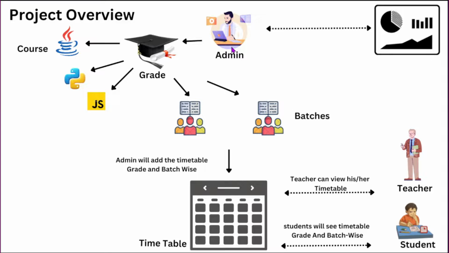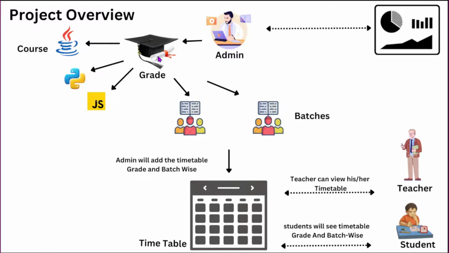As we know, our project contains three modules: administrator, teacher, and student. Firstly, admin will register and log in to the system, and after login, admin will add multiple grades. In any university, at the top level there are multiple grades, or we can say standards, like first standard, second standard, then 10th, 11th, 12th, then bachelor's, then master's. After adding the grades, admin will add the courses in that grade. For example, in BTech first year, there will be courses like Java, Python, JavaScript programming languages. In a similar way, admin can add multiple grades, and in multiple grades he can add multiple courses.